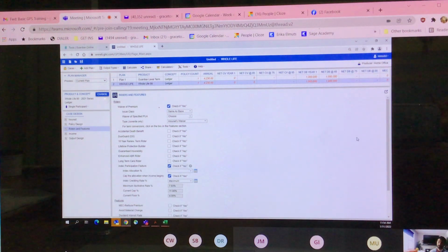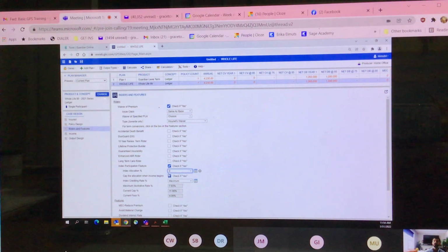Index participation rider, one that I think we should be putting on everything, at least at 0. We can choose index participation rider from 0 to 100. All this is going to do is give us a little bit of market exposure. So it's going to take our non-guaranteed cash values. We're not messing with those guaranteed values, just the non-guaranteed values.